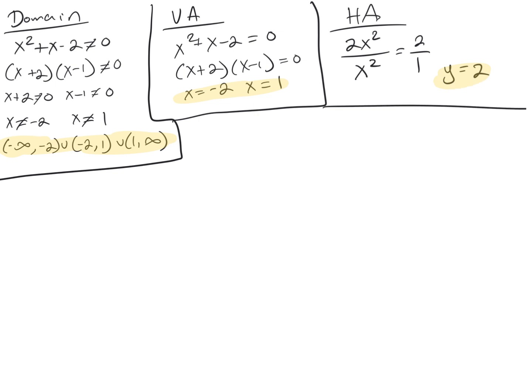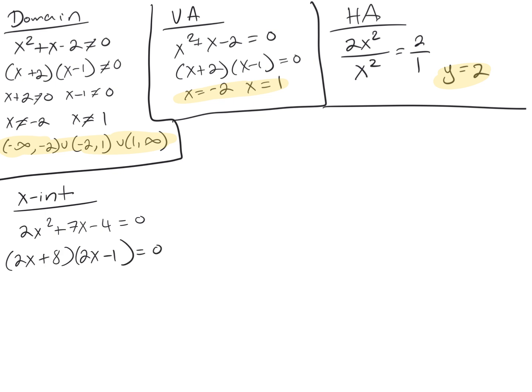Now we're going to look for the x-intercept. Now for the x-intercept, we're looking at factoring the numerator. So we're going to go ahead and write 2x squared plus 7x minus 4 is equal to 0. We go ahead and write 2x. We're looking for factors of negative 8 that add up to 7. So plus 8, minus 1. This is going to simplify to x plus 4. And this to 2x minus 1 stays the same.